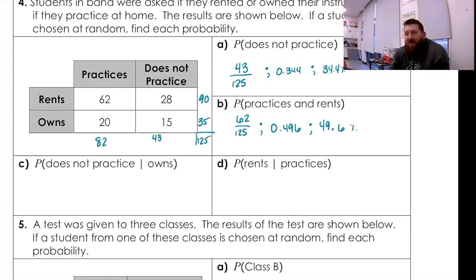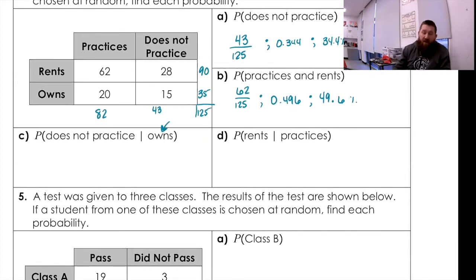Now here comes the conditional stuff we talked about. Remember conditional probability, we are limiting our sample. We are taking the total population, and because we're doing a given now, we're going to limit that population. And remember the second piece of our given, that's the constraint we're going to work on. We want the probability that somebody does not practice given they own a piece of equipment.